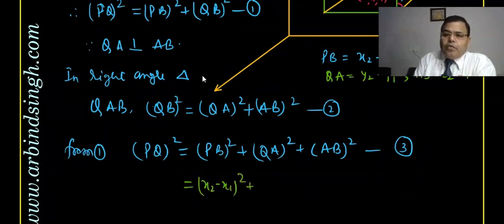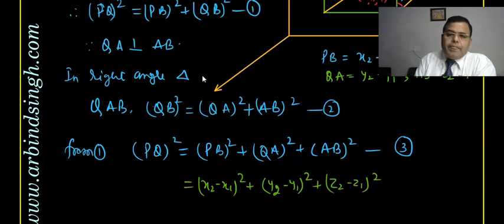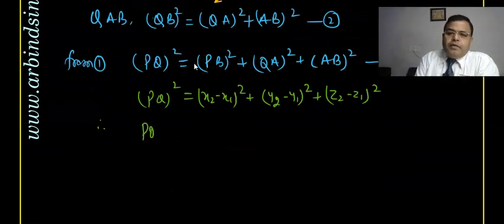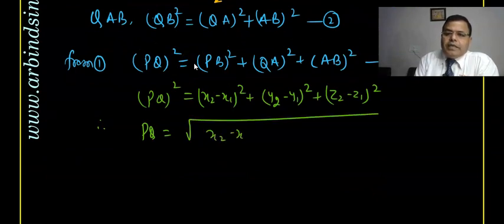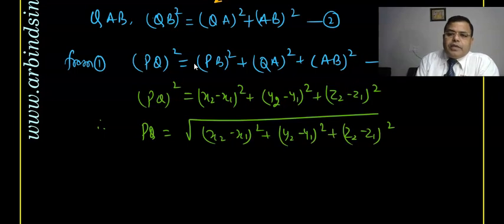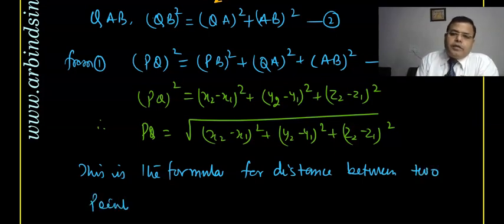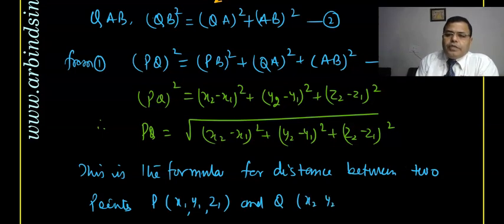QA is Y2 minus Y1 whole square, and AB is Z2 minus Z1 whole square. That is PQ square, and therefore PQ is equal to under root of X2 minus X1 whole square plus Y2 minus Y1 whole square plus Z2 minus Z1 whole square. This is the distance between two points. This is the formula for distance between two points P (x1, y1, z1) and Q (x2, y2, z2).